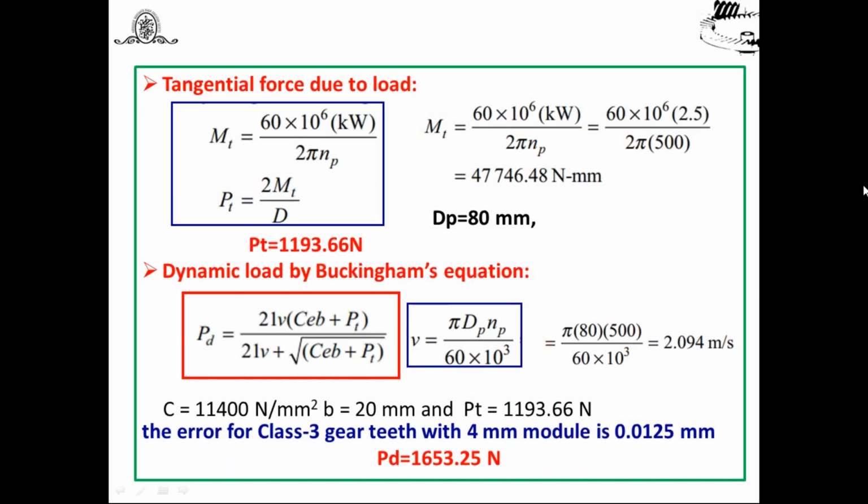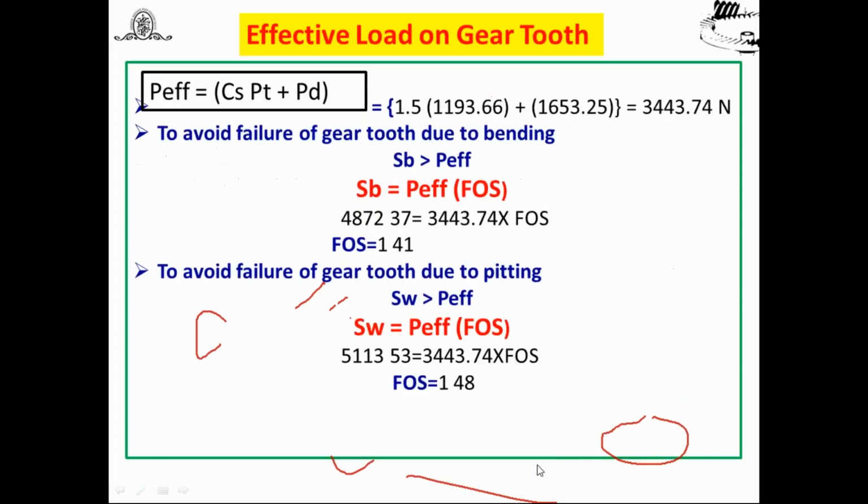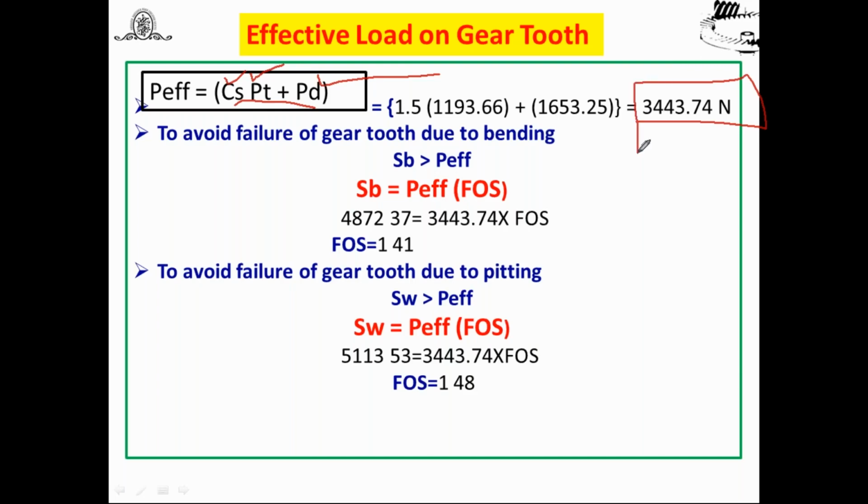After substituting C, E, B, PT, you will get PD. Now how much is the PD? It is 1653.25 Newton. Once you have this value, at the final stage of gear design, how to calculate the P effective? The P effective is equal to CS PT plus PD. PT is known, CS is known, PD is known. You can put them in and get this value.